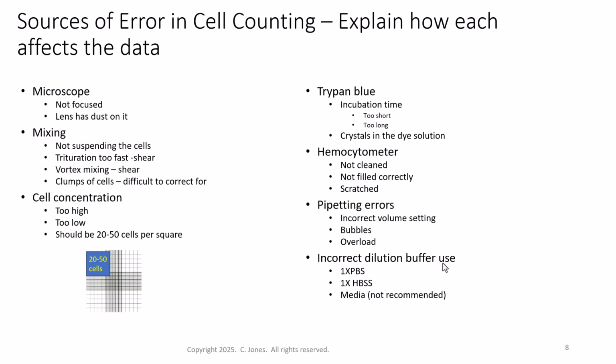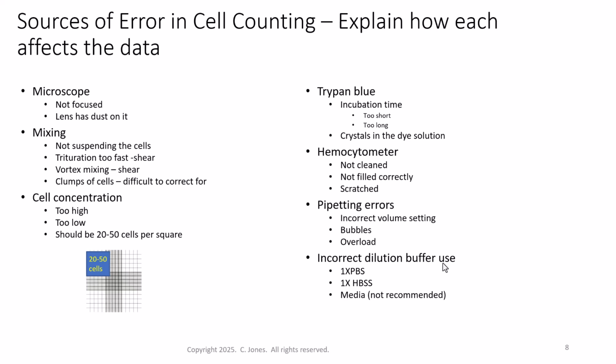Then hemocytometer issues. If it's not cleaned, we may have debris from previous counts, or there may even be some stained cells on there that will make your count incorrect. If it's not filled correctly, we don't get the right volume, so again, the concentration will be incorrect. And if somebody used an abrasive to clean the hemocytometer and it's scratched, those scratches actually change the volume of the hemocytometer, and they may change how the cells distribute. Then there are pipetting errors, again, right? Incorrect volume setting when you do your dilutions. Bubbles are troubles in the hemocytometer, and we talked about overloading the hemocytometer.